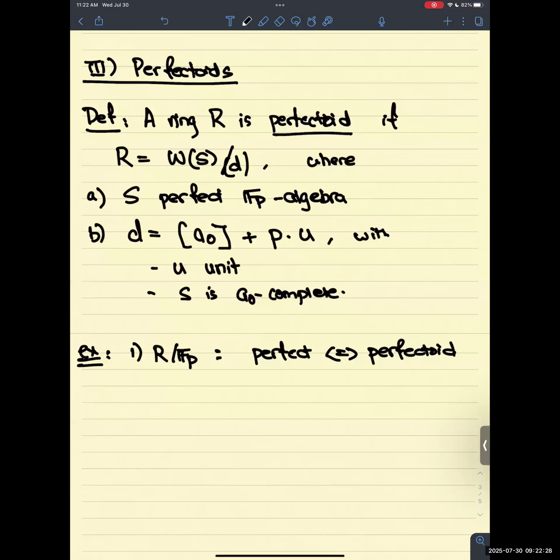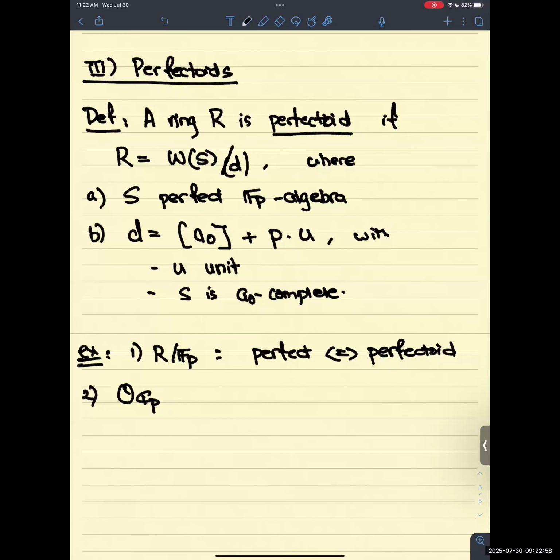But then there are more interesting examples, like mixed characteristic examples. And maybe the simplest one to give is the following. You look at O_{C_p}. So C_p is the completed algebraic closure of Q_p. It's an infinite degree extension of Q_p, the completion of an algebraic extension. The ring of integers there is a valuation ring of rank 1, but it's not a discrete valuation ring. But it's an example of a perfectoid ring.